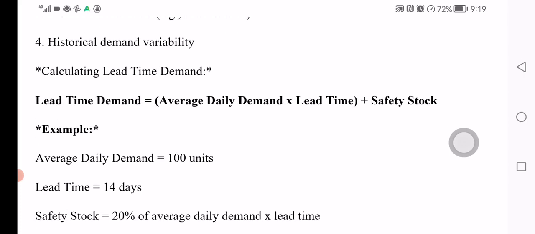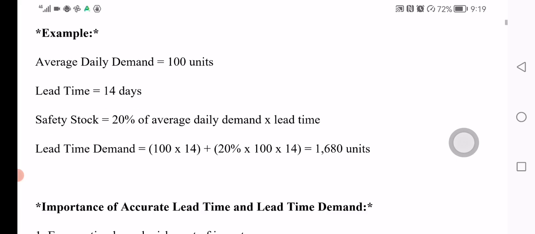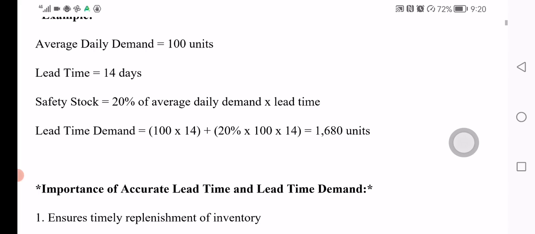So in this example, the average daily demand is 100 units, the lead time is 14 days, and you want to hold safety stock equal to 20% of the average daily demand. Hence you multiply the average daily demand by the lead time, plus 20% of the average daily demand multiplied by the lead time as safety stock. Then 1680 units are required. It means that you must have 1680 units in inventory in order to fulfill the customer demand.